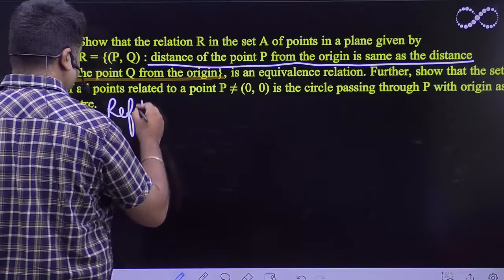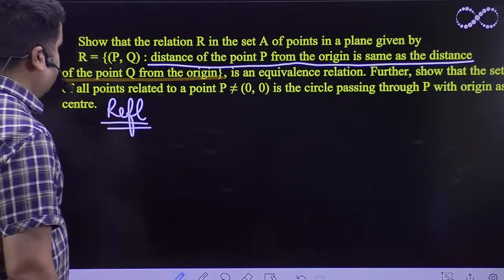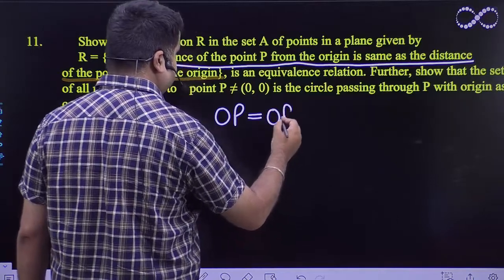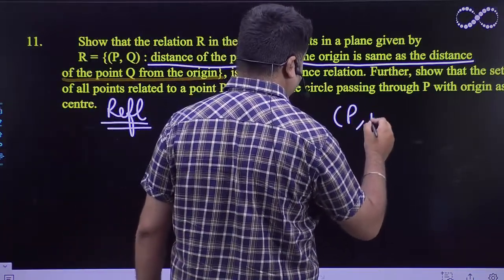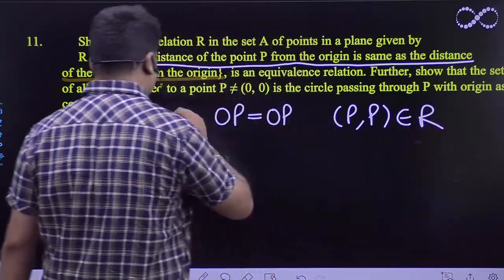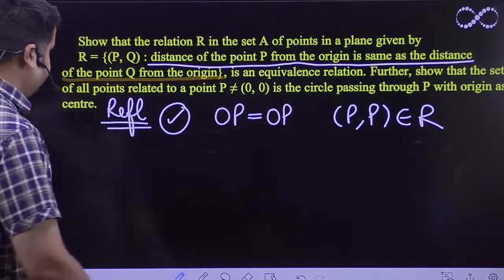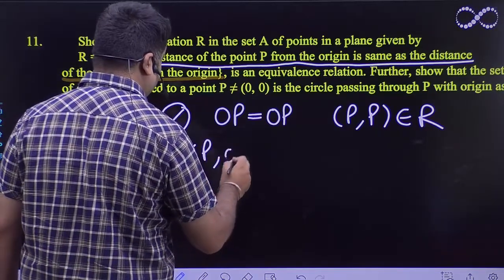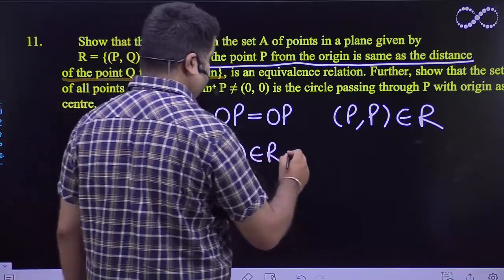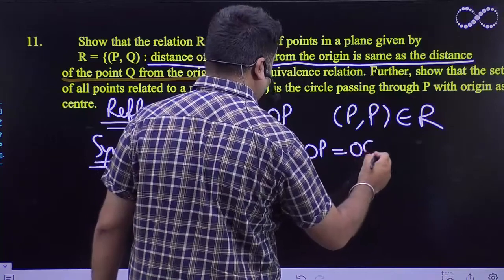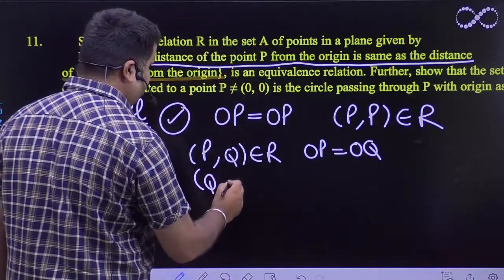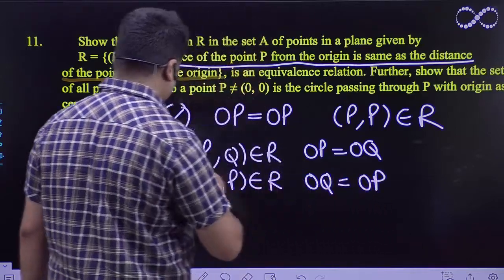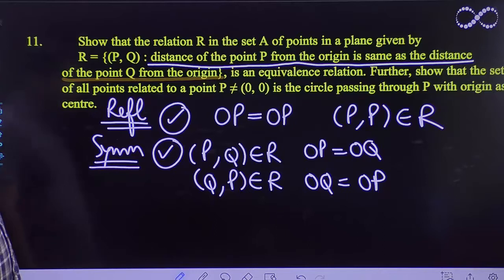So first we'll check for reflexive property, right? So OP, which is the distance of P from the origin, will be equal to OP, right? So therefore, P comma P will belong to R. So therefore, this is a reflexive relation, right? To check for symmetric relation, if we have P comma Q belongs to R, this means OP is equal to OQ. So this implies that Q comma P also belongs to R, which means OQ is equal to OP. So this is also a symmetric relation, right?